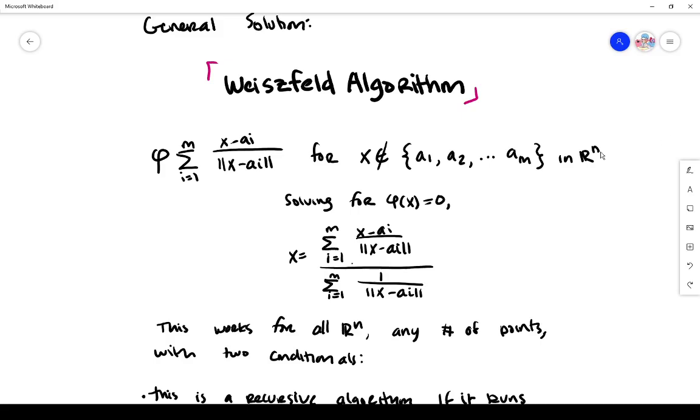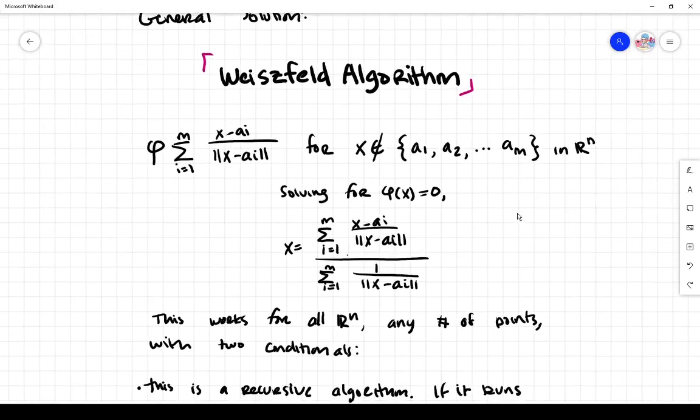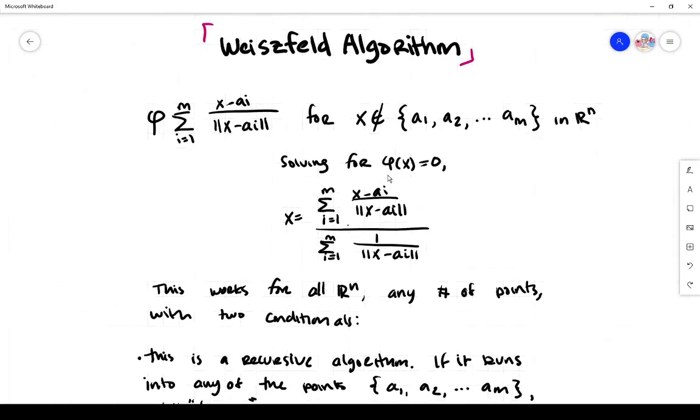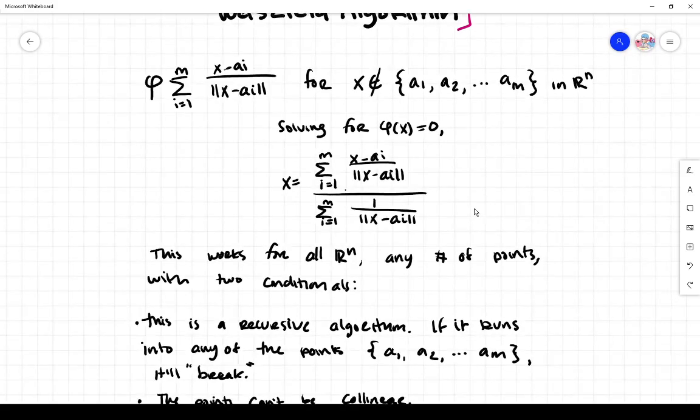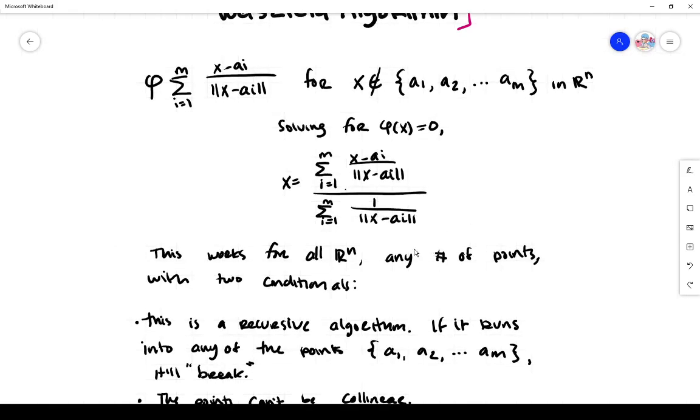This function uses sigma notation, the sum from i equals 1 to m of x minus a_i over the distance of x minus a_i, for x not an element of any of these points a_1, a_2, through a_m in R^n. Solving for the gradient of phi of x equals 0, we can get this function, which works for all R^n with any number of points, with a couple of conditionals.